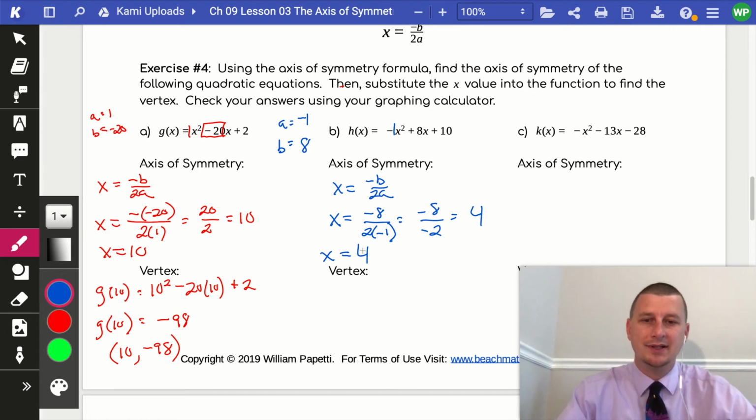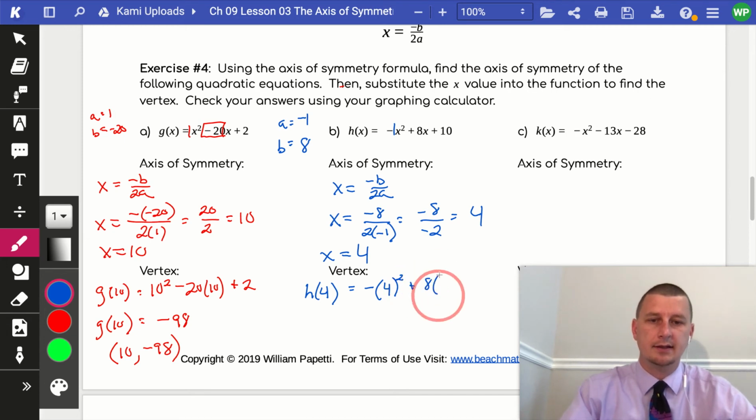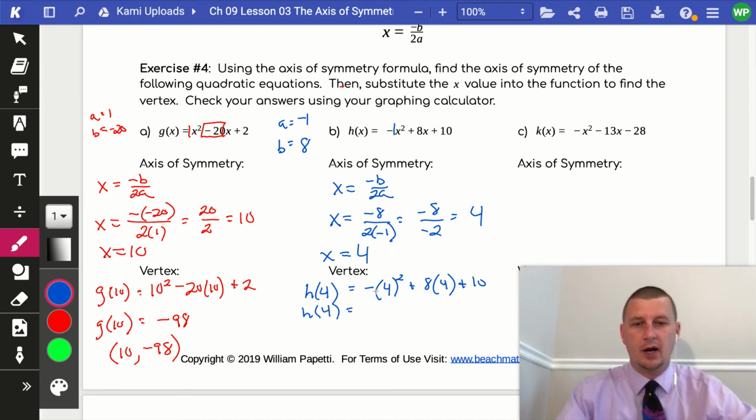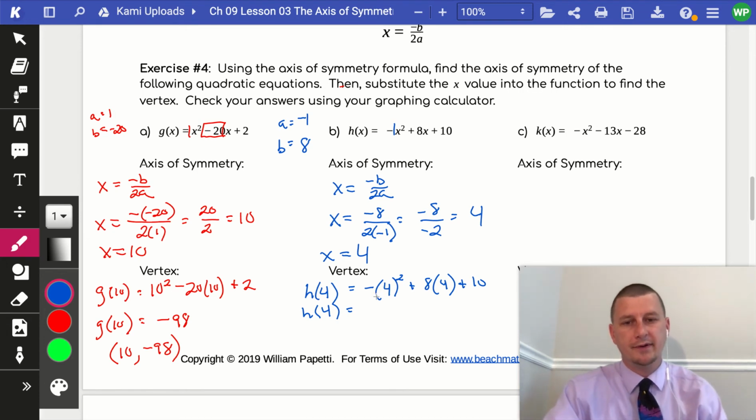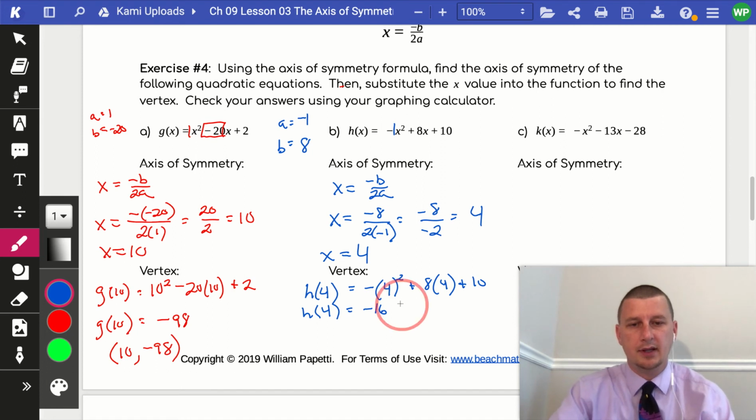So we're going to substitute 4 in for this function. So we'll have h of 4 is equal to negative 4 squared plus 8 times 4 plus 10. And now we're going to have h of 4 is equal to, well, our order of operations says to square the 4 first, so that's going to be 16, negative 16, then plus 32, plus 10.